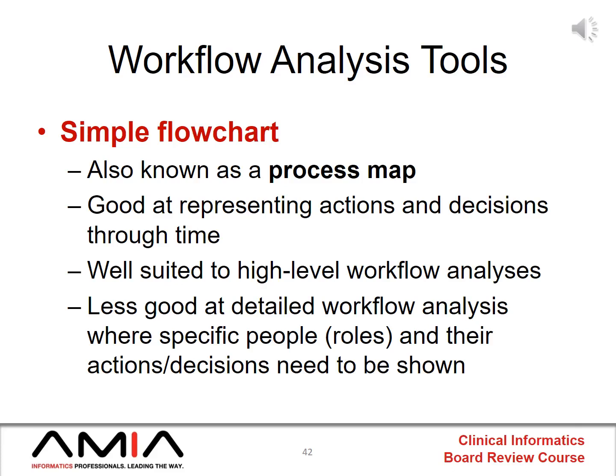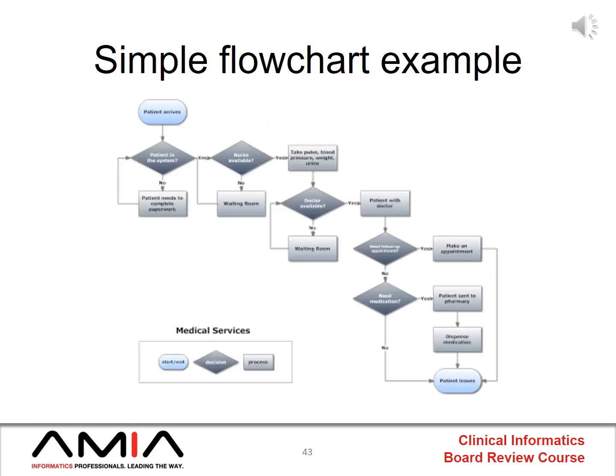They're very well suited to high-level workflow analyses, but they're less good at more detailed workflow analysis, which requires that we capture who's doing what, or which specific roles of individuals and which actions and decisions are being made by those individuals. This is an example of a simple flowchart. The beginning and ending of a workflow in a simple flowchart are often represented by circles. Sometimes you'll see the ending represented by a stop sign or a terminator flag.